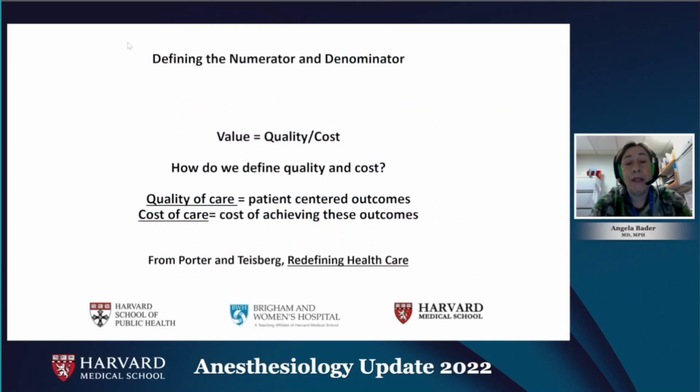So how do we define value? We tend to focus on quality. However, value is quality over cost. How do we define quality and cost? The quality of care is patient-centered outcomes, and the cost of care is the cost of achieving these outcomes. And this concept comes from a book called Redefining Healthcare by Porter and Teesberg. And if anyone is interested in going into this methodology in more depth, I would highly recommend this book.